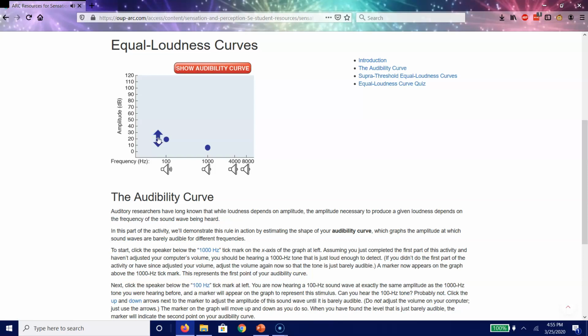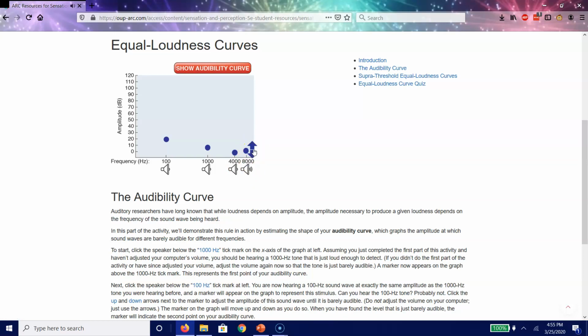Okay, I can hear it probably about here. So what you want to do, these little arrows can help you adjust the volume of the sound so that you can just audibly hear a certain frequency. Now we're going to go to 4000 hertz. Okay, that's pretty noticeable. So now I'm going to see if I can modify that till it's just barely noticeable. In this case, the sound doesn't need to be as loud at that frequency for you to hear it. It's pretty audible. Here's 8000 hertz.